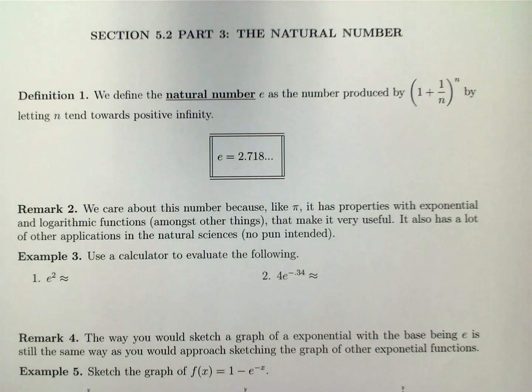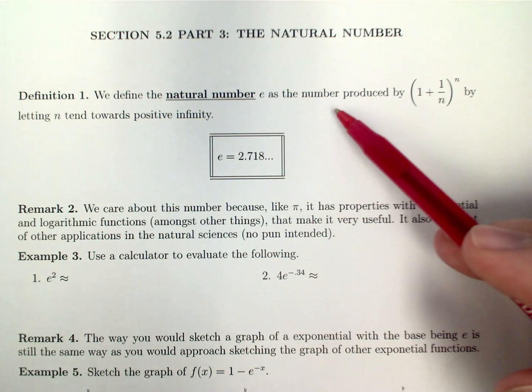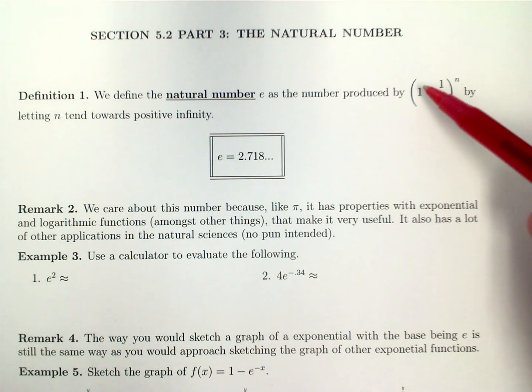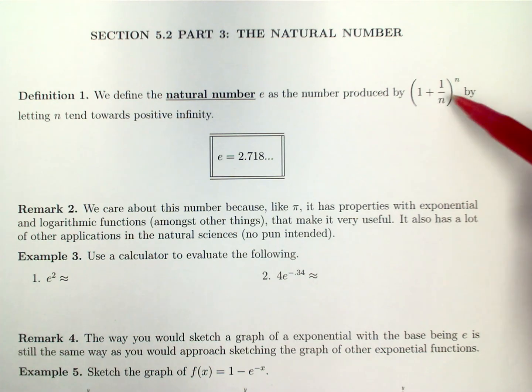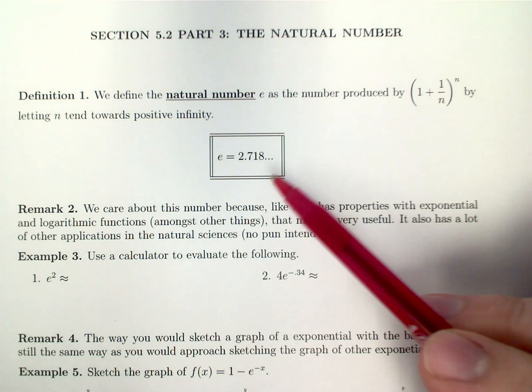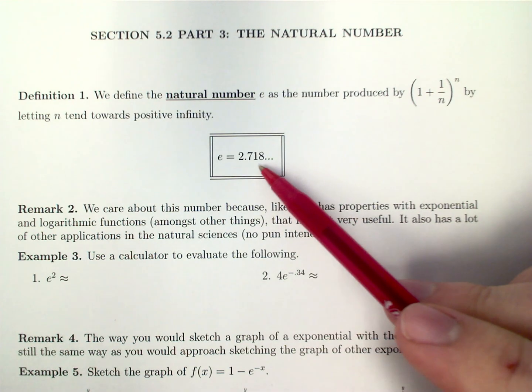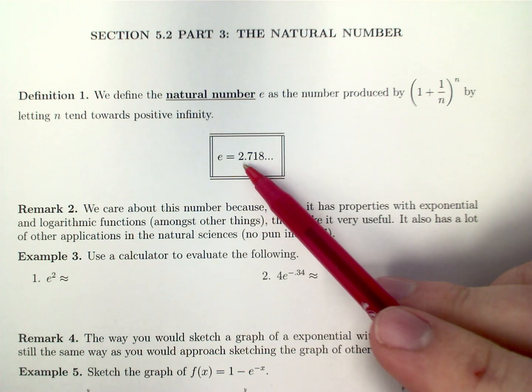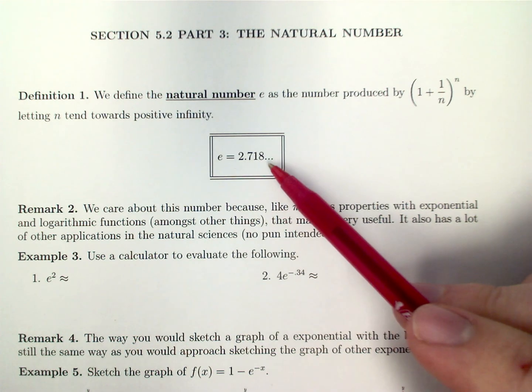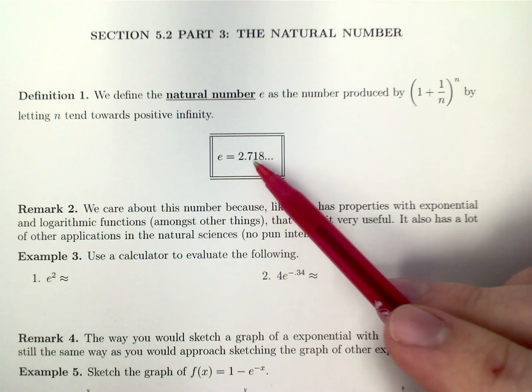In this lecture we're going to be discussing the natural number. So what is the natural number? Well, we call it e, and as it turns out it's produced by this expression, and if you let n get very, very large, you get closer and closer to the actual number. And the number, at least the first four digits, are 2.718.